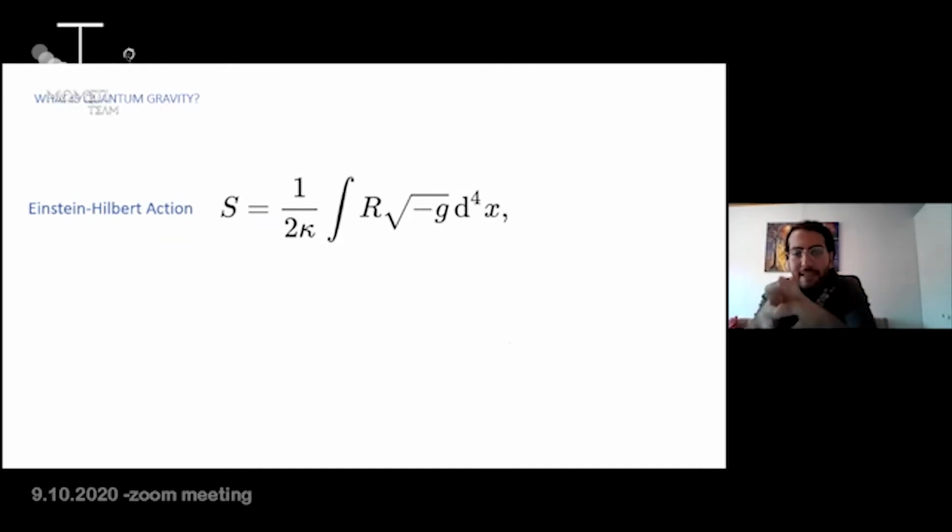Any dynamical system can be expressed through an action principle. So I have an action, an integral of a Lagrangian.